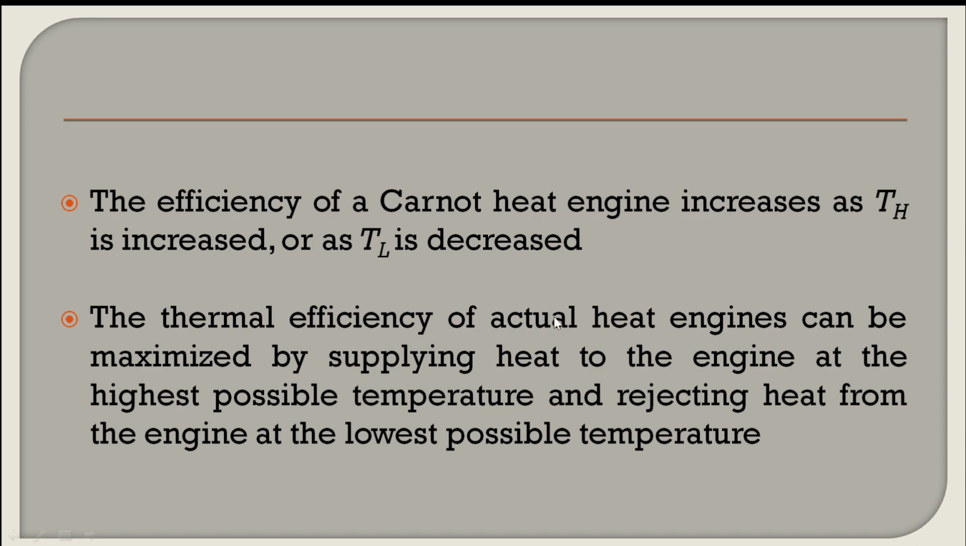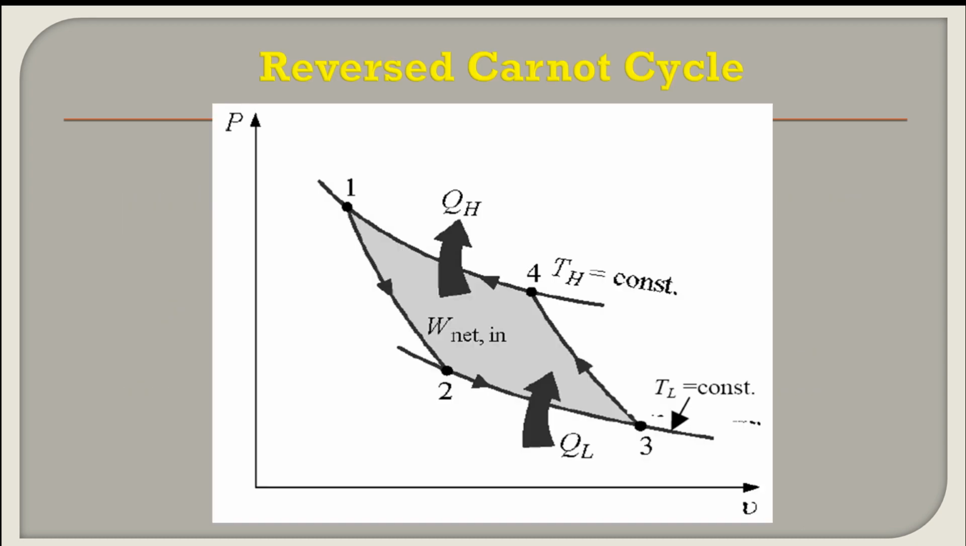The thermal efficiency of actual heat engines can be maximized by supplying heat to the engine at the highest possible temperature. So we can supply the heat QH to an engine at a very high temperature and reject heat at the lowest temperature possible. Thereby we can increase the thermal efficiency of any heat engine.